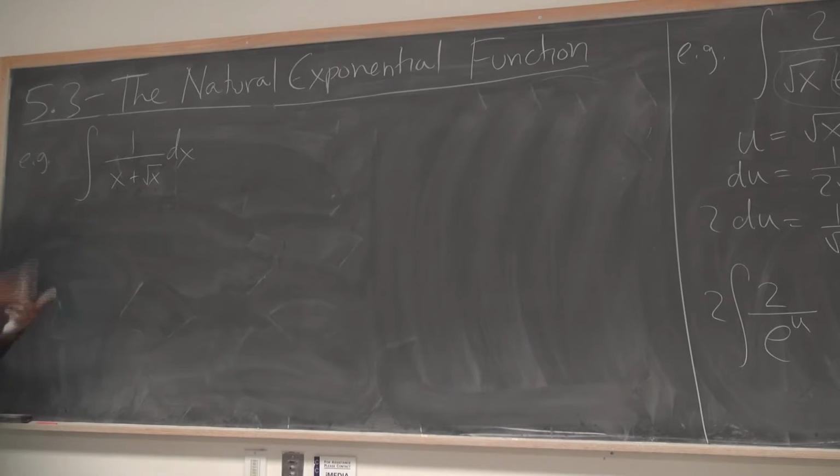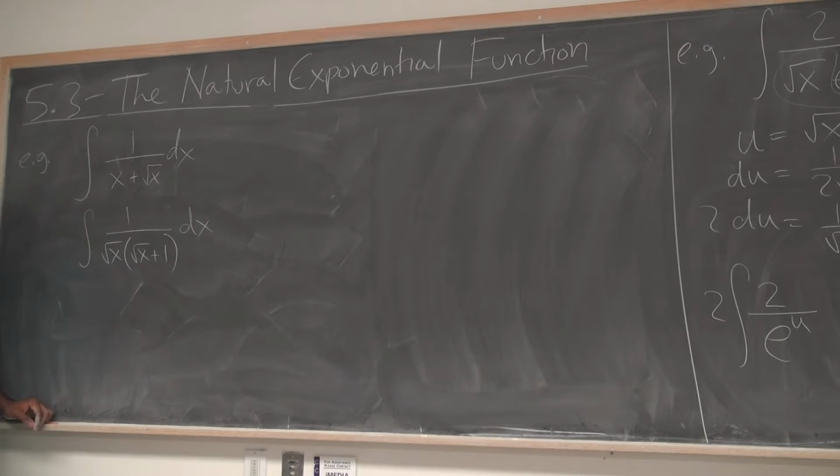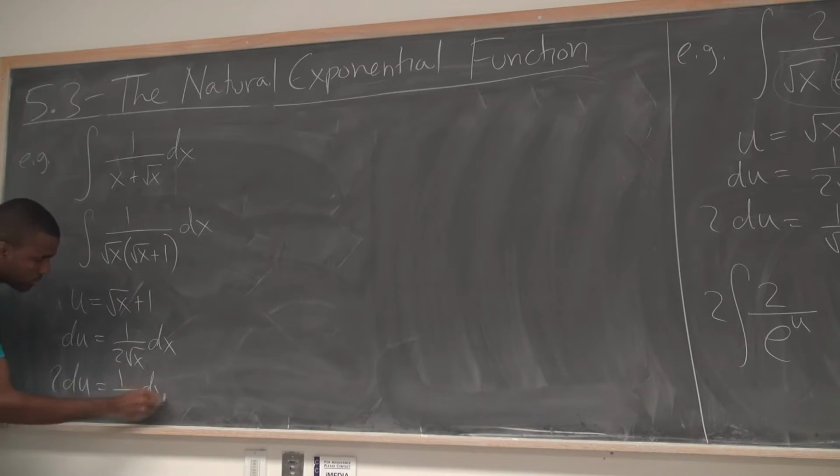What you have to worry about is that the substitution will actually replace a function. Perhaps it's easier if I wrote it this way. Factorize. Then your u would be radical x plus 1. So your du would be 1 over 2 radical x dx, or in other words, 2 du is going to be this 1 over radical x dx, which is this part.